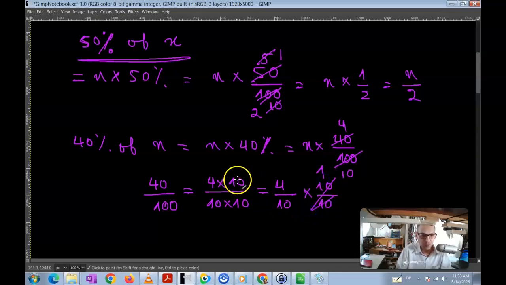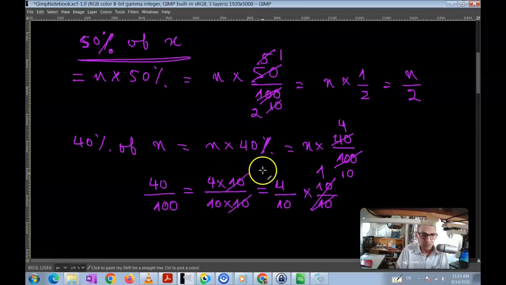So instead of writing this expression over again, you could write it this way, or you could just take the 10 over here and the 10 over here and simplify them.